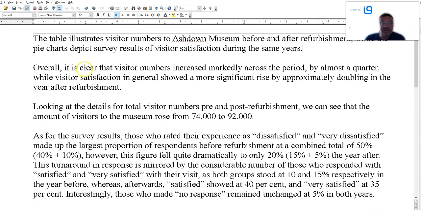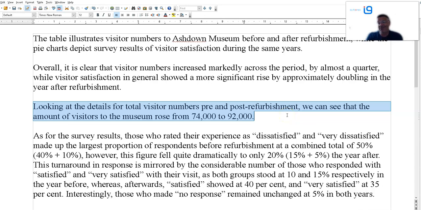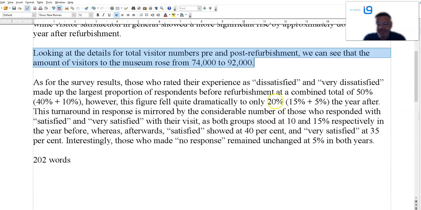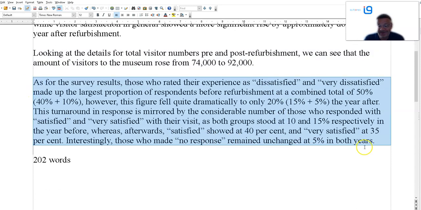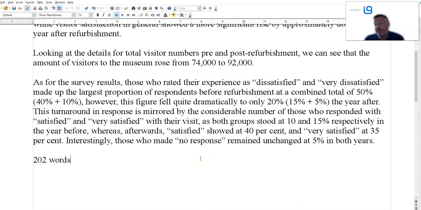And then looking at the details, this is just for the table. There's nothing else you can say. It went up from this to this. Interestingly, paragraph 4 is the one that takes up most of the writing and the word count, because this is the one that's filled with data. So as you can see, I grouped these. Like I said, people who were not happy in general was 50%. However, after refurbishment, it went down to 20. So from 50% to 20%.